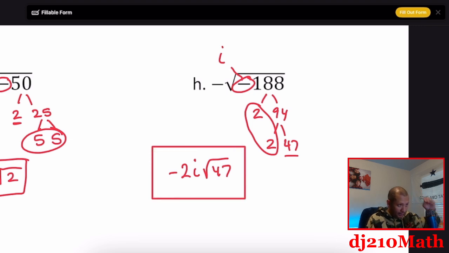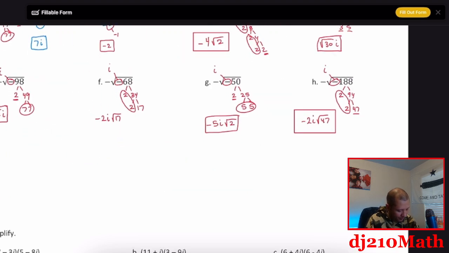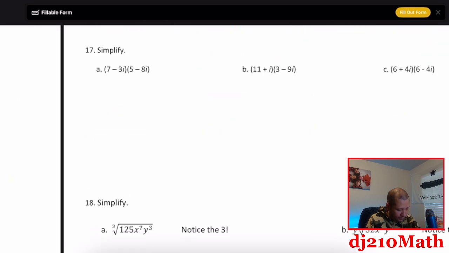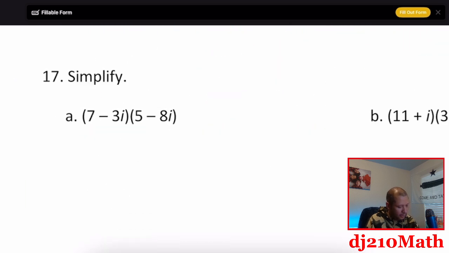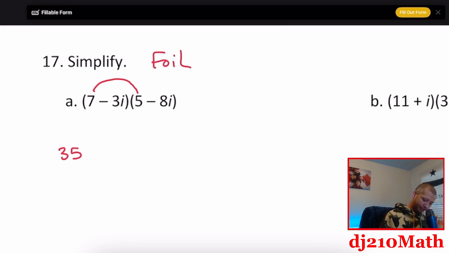Hope for these ones on the test, because these are easy. Okay, we're at the bottom. Let's go, we're almost there. FOIL. I feel like we already did these; this is on the front page. 7 times 5 is 35. Right, FOIL: first, outer, inner, last. That's what I'm doing. 7 times negative 8 is negative 56i.